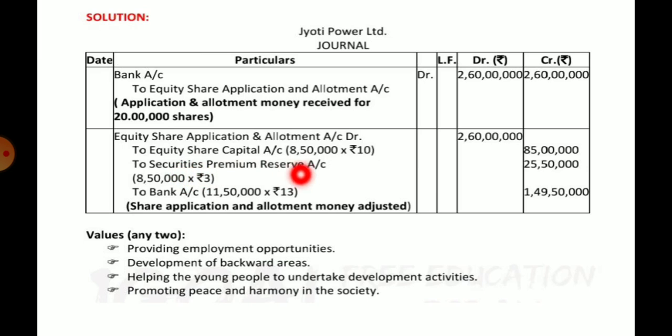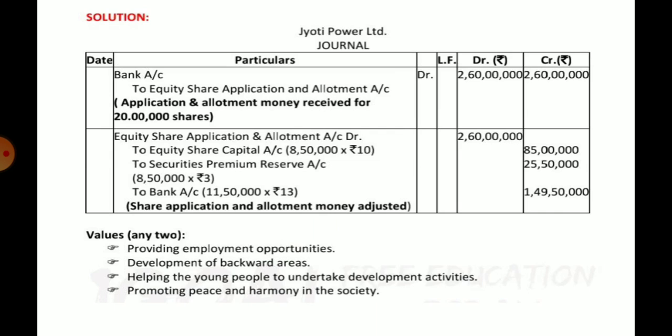The share capital has only a limit of 8,50,000 shares, so it will be transferred from share application. The security premium reserve will be transferred only on how much? According to 8,50,000 into 3. Okay, and the remaining amount on 11 lakh 50 into 13 will be transferred to bank account as a refund. Okay, so this will be the entry of this question.